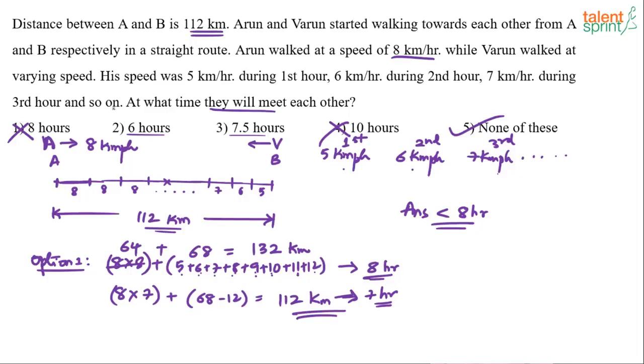For option 2, I'll take 8 into 6, 48. Plus, from this 68, I'll remove 11 and 12. 11 and 12 is how much? 23. 68 minus 23 will be 45. 48 plus 45 will not give me 112. So this is not the answer.